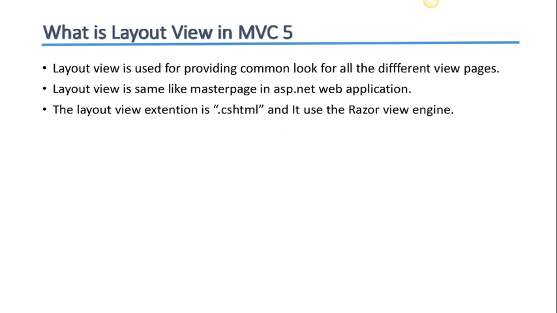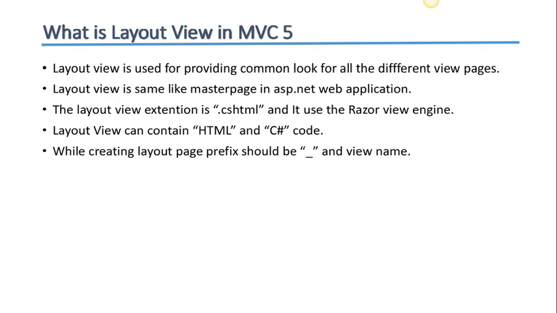The extension of layout view is .cshtml, and the .cshtml file uses the Razor View engine, and the .cshtml is a combination of C# and HTML. Layout view can contain HTML and C# code, so we can write the HTML code and we can also write the C# code inside the layout view.